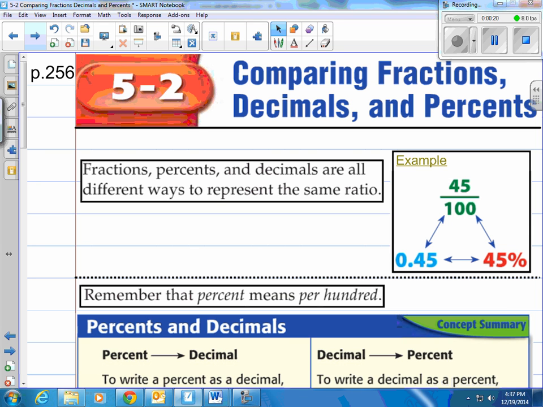All right, let's talk about those fractions and percents and decimals that we all know about. As you know, fractions, percents, and decimals are all different ways to represent the same ratio. You've got a little picture there. They have a fraction, 45 over 100. That can be changed into a decimal by taking 45 divided by 100 and getting 0.45. And we move the decimal to the right 2 spots, and that's 45%.